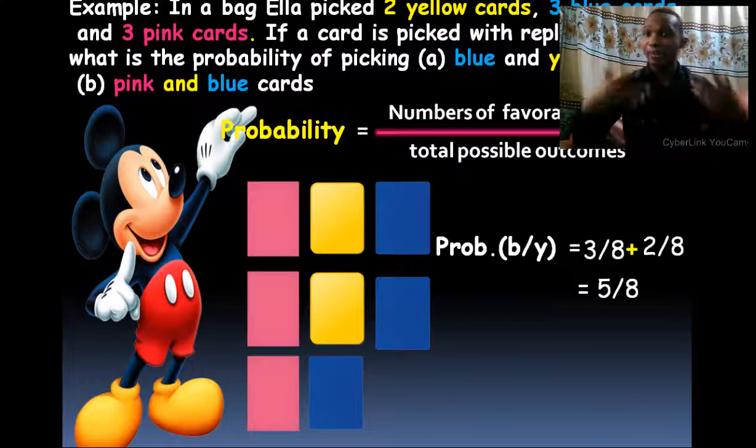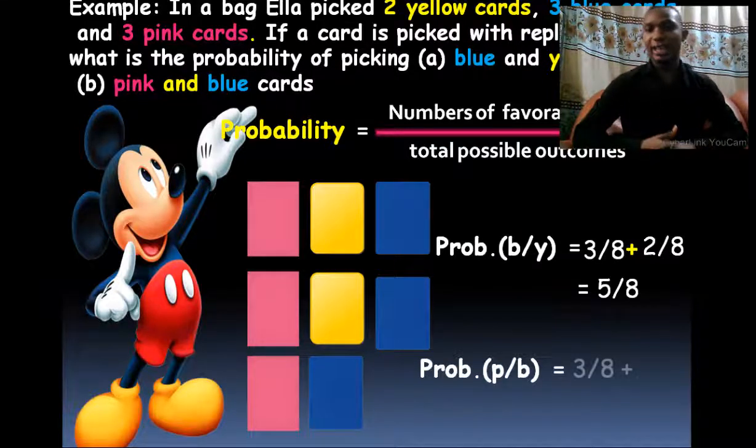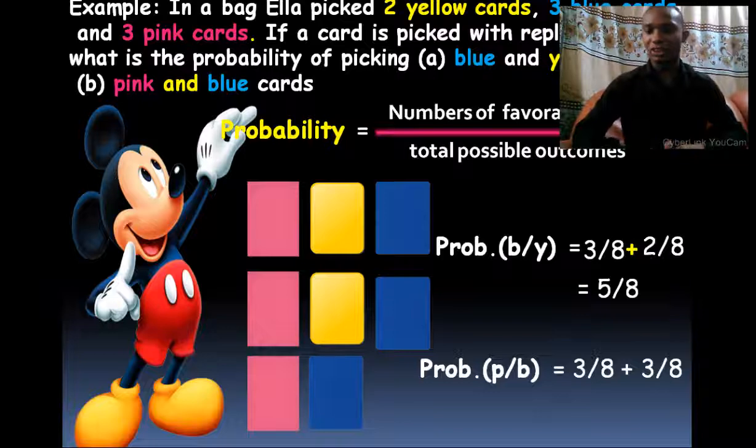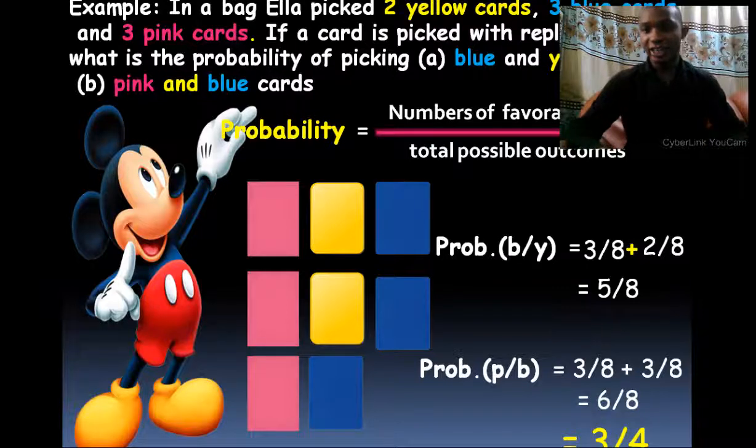Okay, now let's move on to the next question. What's the probability of picking a pink and a blue card? Now the probability of picking a pink card is 3/8. We have 3 pink cards there divided by the total, which is 8, and the probability of picking a blue card is still 3/8 because we have 3 blue cards there. Adding 3/8 plus 3/8 gives us 6/8. You can decide to divide it down to give you a simpler fraction, which is 3/4. Either one is correct.